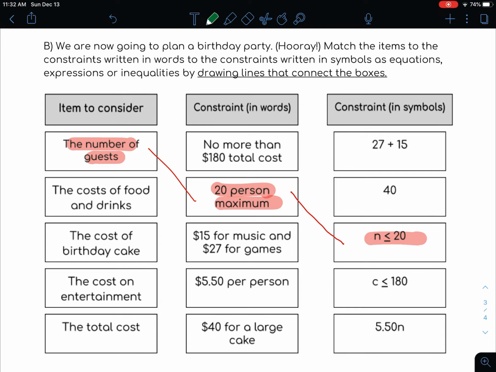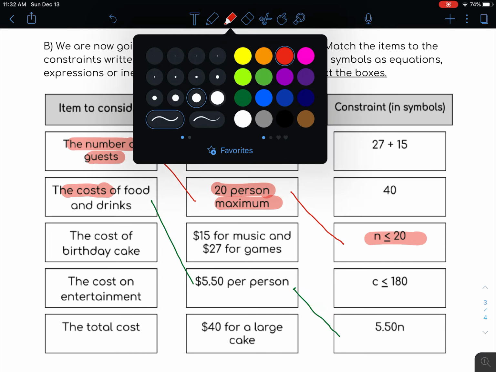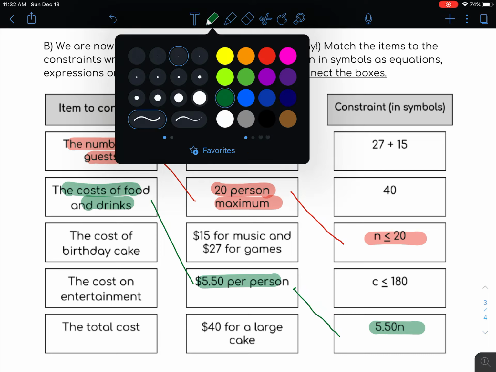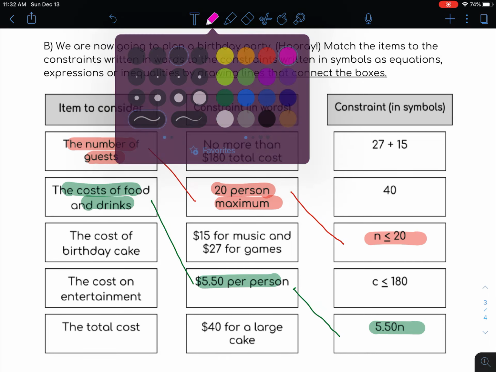All right, and then we have cost of food and drinks together. It's a little tricky if you read through the problems, but I think right here we got $5.50 per person for the cost of food and drinks. We talked about that on the first page as kind of probably a per person sort of situation. So that's a constraint that we have, and 5.5n would represent that. All right, oops, let's change the colors here, to green.